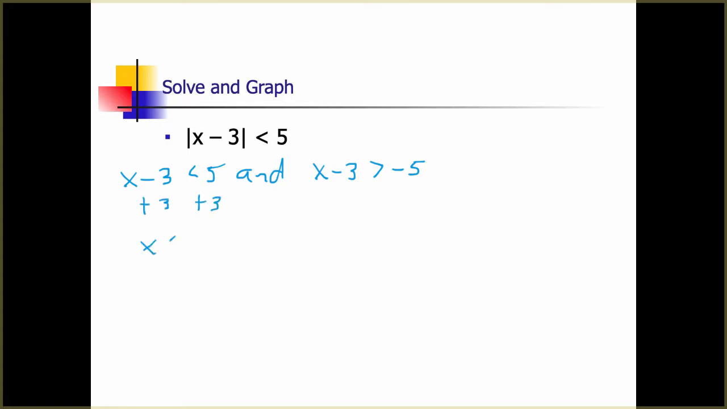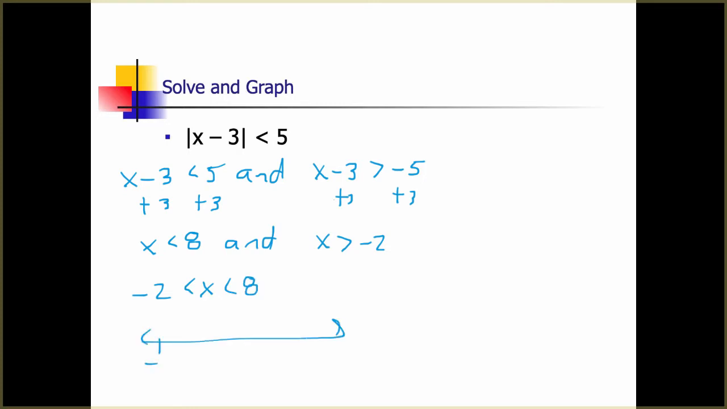We have x is less than 8. And x, add 3 to both sides, is greater than -2. So our inequality itself is -2 is less than x is less than 8. And when we graph it, we have -2, we have 8, we have open circles because there's no equal bar, and they are connected by a bar, like so.